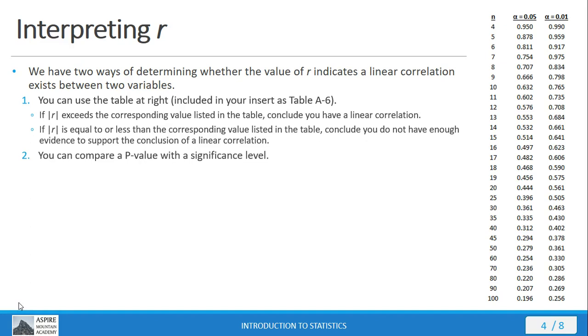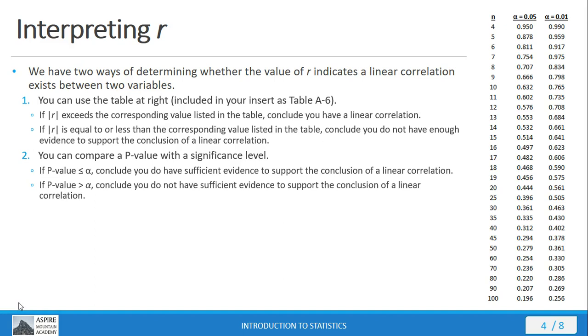The other way to get around this is with the p-value. So we're going to compare a p-value with a significance level, just like we did with hypothesis testing. And it's the same sort of criteria that applies in that regard as well. So if we can fit it inside alpha, then we have sufficient evidence. If we don't, then we don't have sufficient evidence.